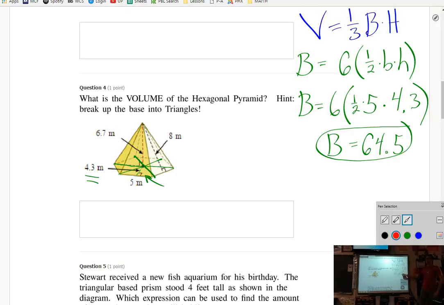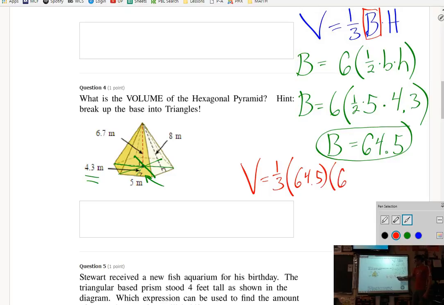Okay. I've got my big B. This is going to plug in right here. So the only other thing I need is the height of the pyramid, the vertical from the bottom to the top. How tall is this pyramid? 6.7. So I can plug this all in and say I have 1/3 times my 64.5 times my height of 6.7. This 8 is a distractor. You do not need that. You would need that if we were doing surface area. We don't use that here at all. It's a distractor. It is a trick. So when I do this multiplication, I end up with a final answer.